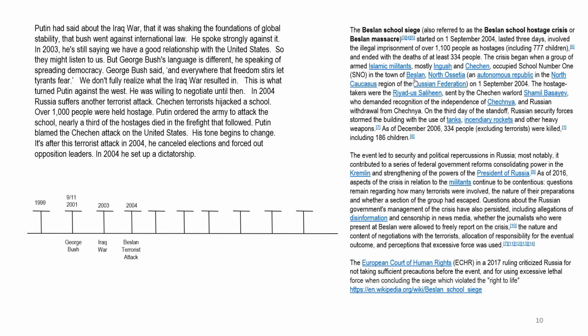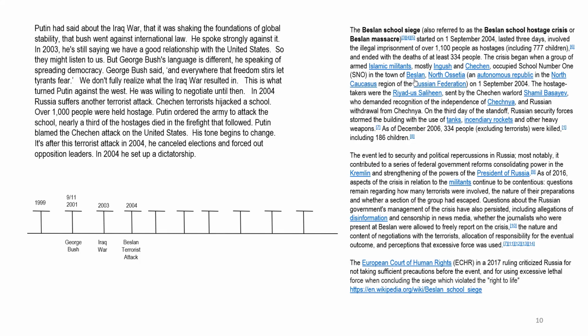On September the 1st, 2004, the hostage takers were the Riyadus-Salikhin, sent by Chechen warlord Shamil Basayev. Pardon the pronunciation of these names. I'm trying to come as close as I can to what it actually says. They demanded recognition of the independence of Chechnya and Russian withdrawal from Chechnya.